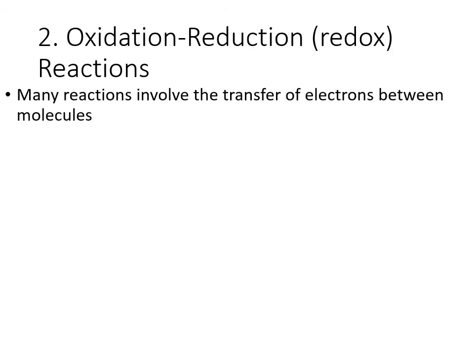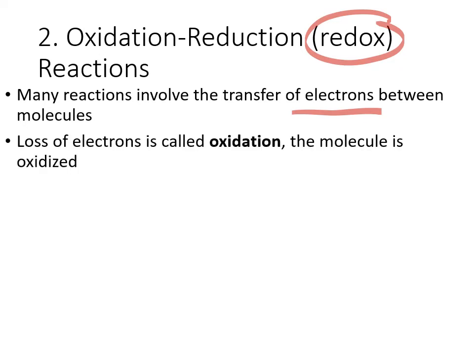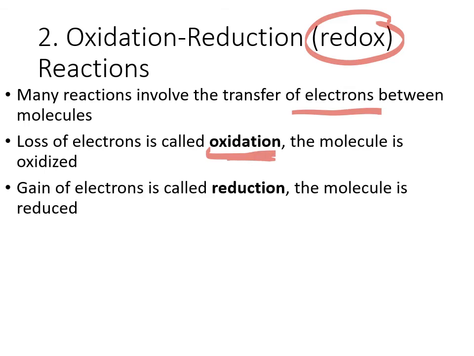Oxidation reactions involve electrons. And so if you move electrons from one thing to another, it's an oxidation reaction. And when we're lazy, we just call them redox reactions, the reduction and oxidation. Loss of an electron is called oxidation. So if something loses electrons, we say it's been oxidized, it's gone through oxidation. When something gains electrons, we call it reduction, and we say it's been reduced. A little bit counterintuitive there. The gaining of electrons is reduction.